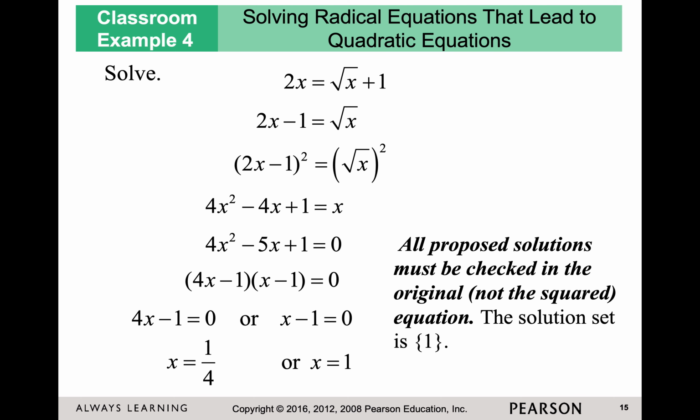The extra step you must do when you have a radical is check your answers. So I'm going to go back to the top, and if I did the square root of 1/4 plus 1, that would not equal 2 times 1/4. So that answer choice is eliminated, and the only possible answer is x equals 1. You gotta check these when you're doing them. That's the most common mistake in the lab, is that people don't plug in and check both answers.